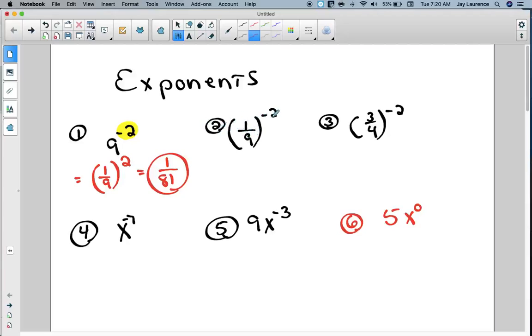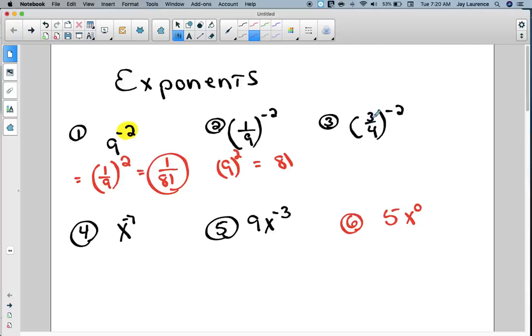Pause the video, see if you can do number 2 on your own. It's very similar. All right, well, here comes the solution. Hopefully you got 81, right? If I take the reciprocal of 1/9, I get 9. It would be to the second power. 9 squared is 81. 9 times 9, right?